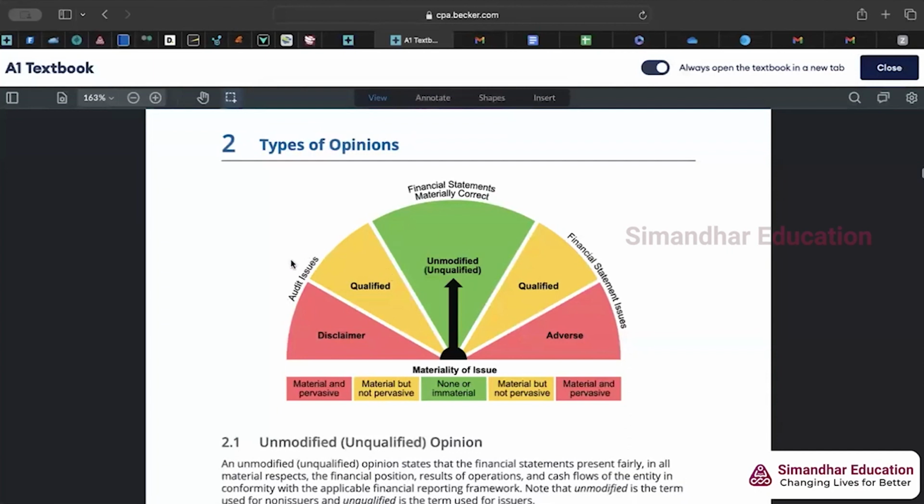Since you're not able to audit it, you will give a disclaimer of opinion. Disclaimer is generally related to scope limitation. Are we clear? Are we clear, everyone?